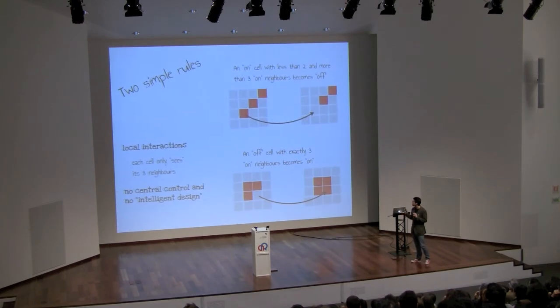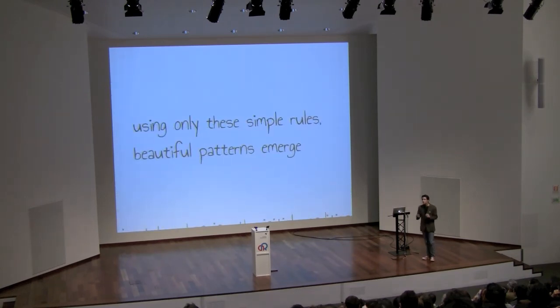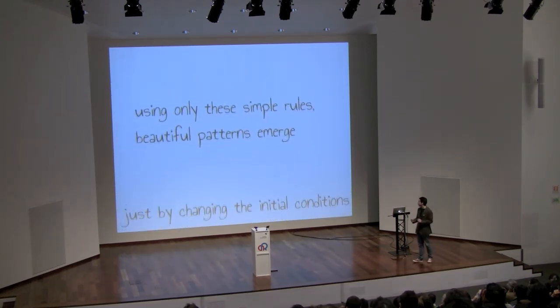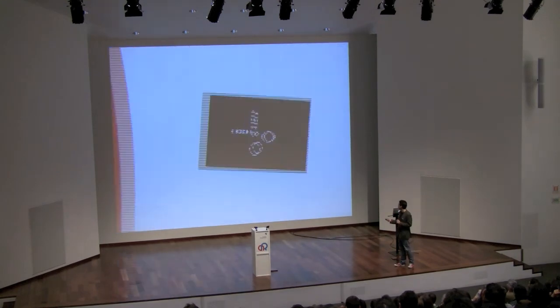And what's important about these rules is that these are only local interactions. Each cell only sees the eight neighbors around it. And the second important thing is that there's no central control. There's no mastermind. There's no one designing the shapes that will appear in these cells. And just with these simple rules, amazing, just incredible patterns emerge, just depending on the initial conditions. And if you don't believe me, you have to watch this video.